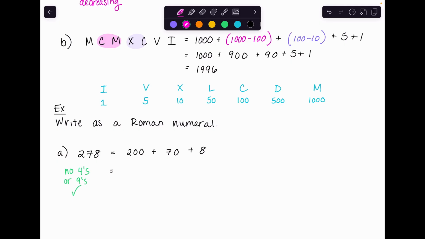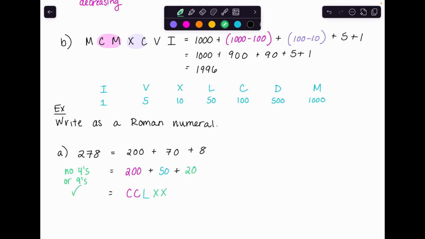Okay. So 200, I'll do this step by step. We know we can do that. That's 2 C's. Then the 70 I need to break down as a 50 and then as a 20. The 50 is represented by an L and the 20 is 2 X's. Because again, I do not want to write 7 X's. 3 is the most of any one symbol.